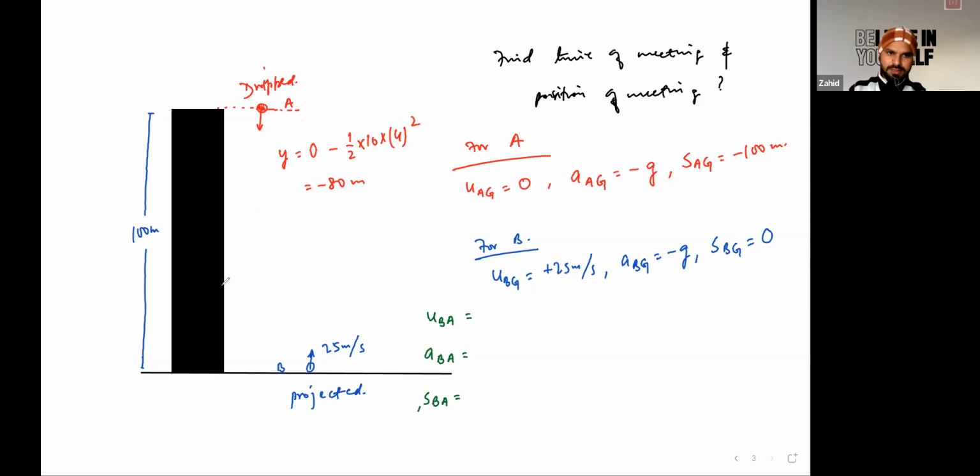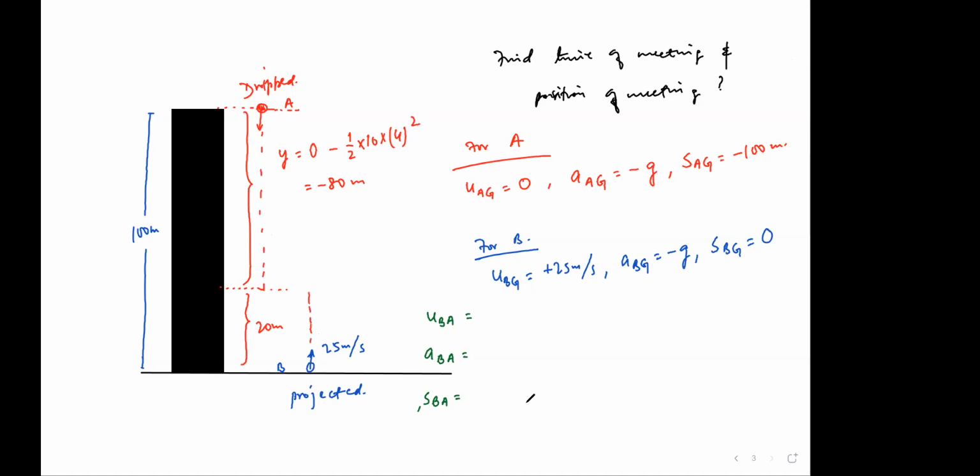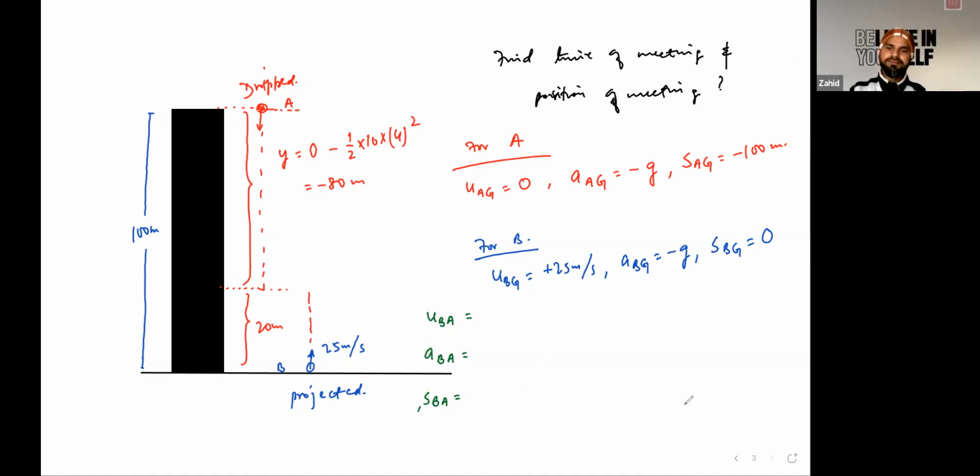It means at this point, that will be 20 meter above the ground and 80 meter from the top, the two balls will cross each other like this. Is it clear? Yes, sir. Okay. You have written? Yes, sir.